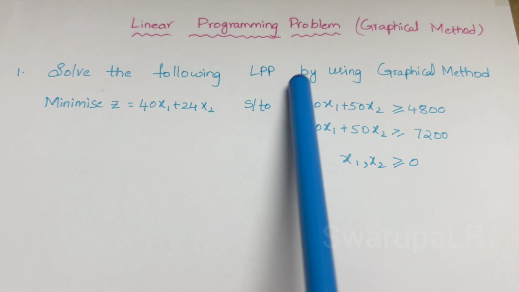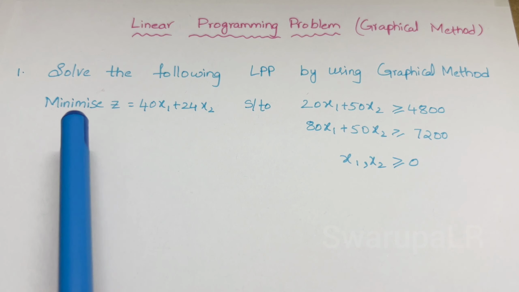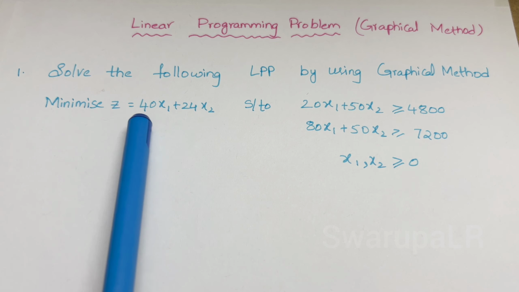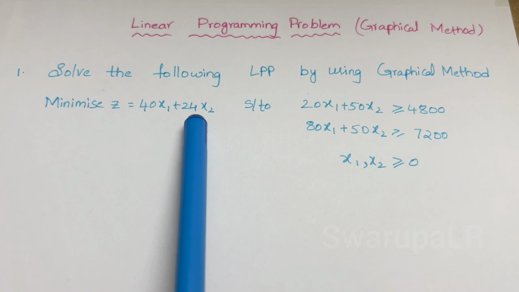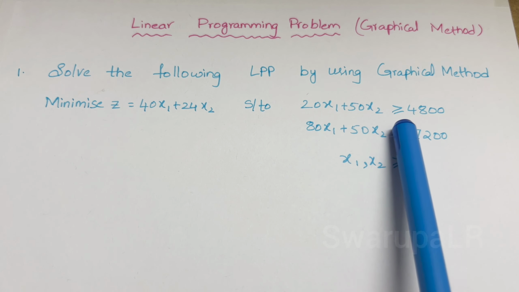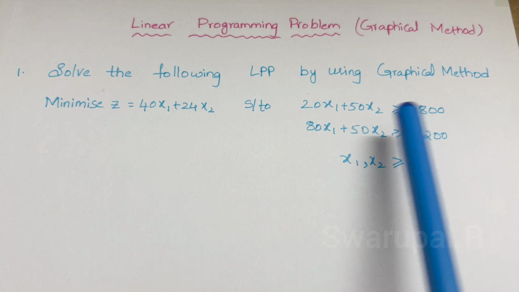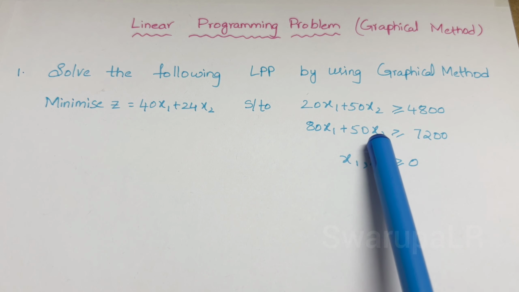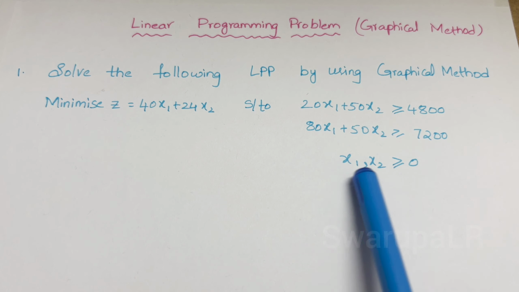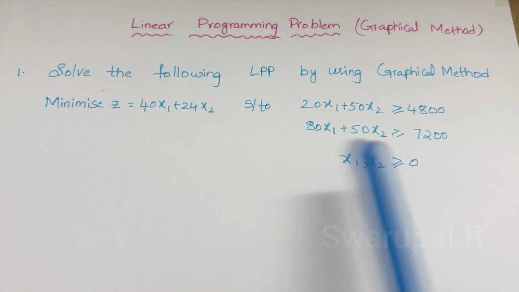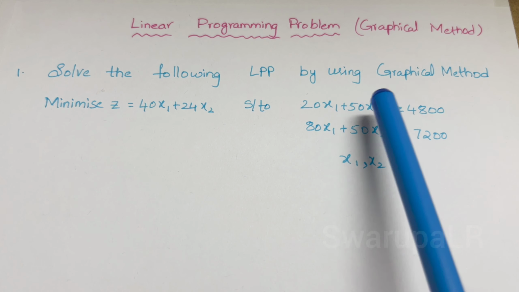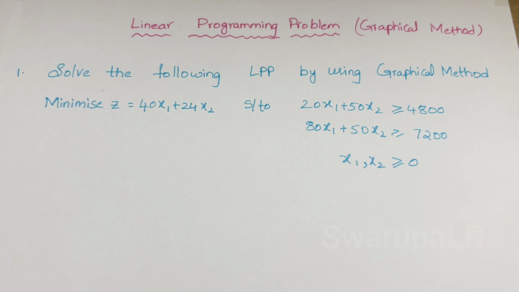Solve the following LPP by using graphical method. Here the objective function is in minimization. Minimize z equals 40x1 plus 24x2 subject to 20x1 plus 50x2 is greater than or equal to 4800 and 80x1 plus 50x2 is greater than or equal to 7200 where x1, x2 is greater than or equal to 0. These two are the constraints and we have to convert these two constraints into equalities.